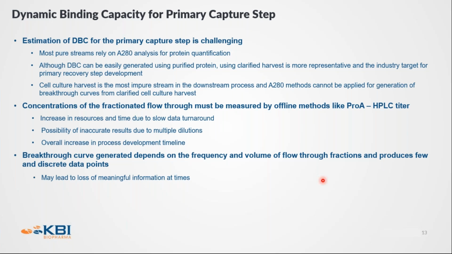So now that we know we cannot use the A280 method for the concentration determination, what we have to do is fractionate the column effluent and submit these fractions for analytical testing, where they determine the concentration in the fractions using some other method. Most often it is a Pro-A HPLC titer method. And then when we get back these results, we plot our breakthrough curve.